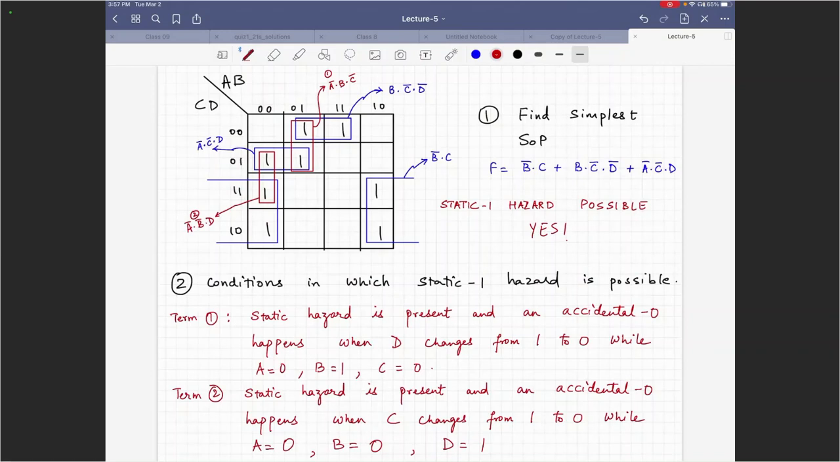Questions about this example? And we have fixed it, right? Our fix is going to be this. So I can also write plus. The fix is A complement, B, C complement, or A complement, B complement, D. So that's my fix.